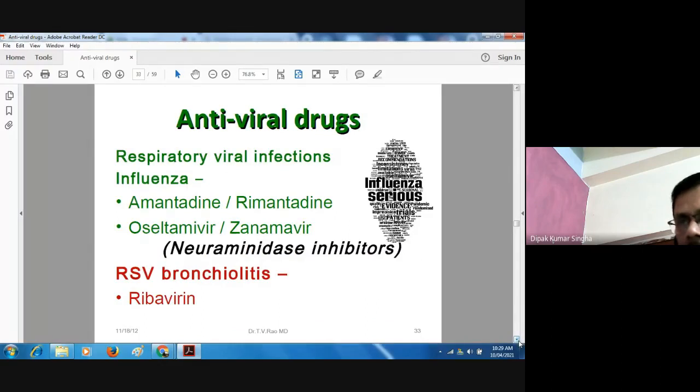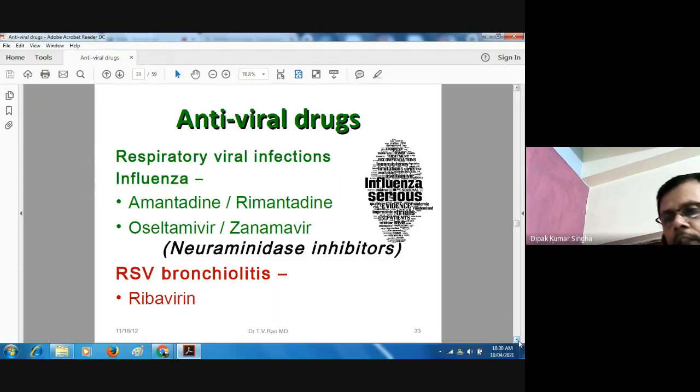Antiviral drugs in respiratory viral infection like influenza. Influenza is a very common viral infection. In case of influenza, generally people do not use any drug, or generally use antibacterial drugs, but in that case you use antiviral drugs. Generally 5 days is required to recover automatically from influenza. In case of influenza, you can use amantadine, rimantadine, oseltamivir and zanamivir.